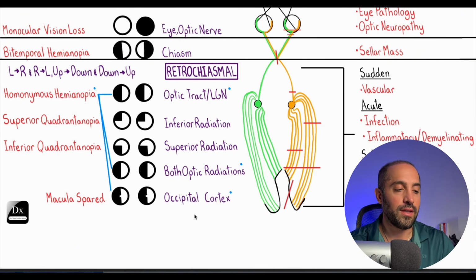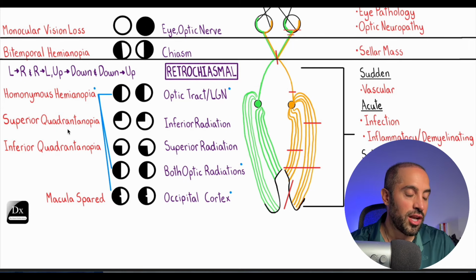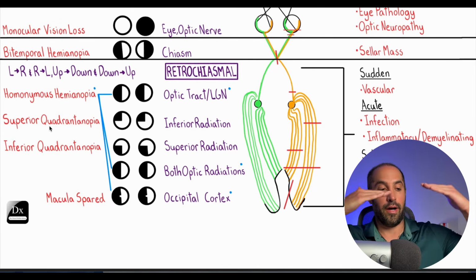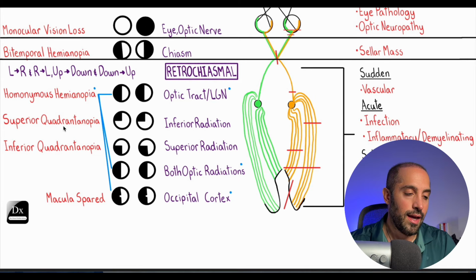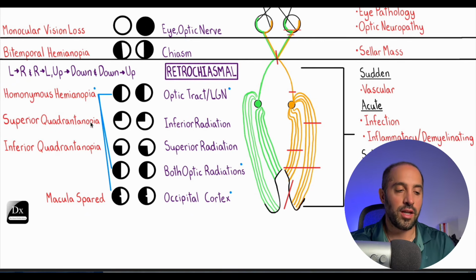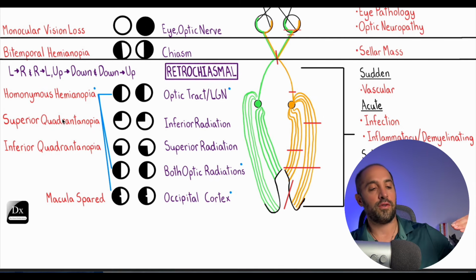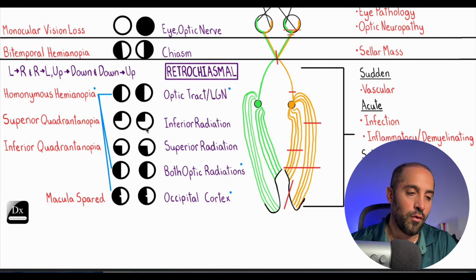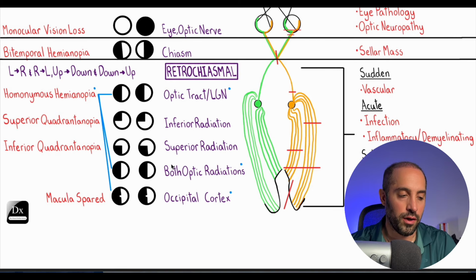But if someone is having superior quadrantanopia, hard word to pronounce, quadrant means a single quadrant without vision, and superior means the upper visual field. And it's going to be the same side. We don't end up saying homonymous superior quadrantanopia because it's going to always be the same side. Then you know if it's superior visual field defect, it has to be an issue with the inferior radiation. But if it's inferior, then it has to be an issue with the superior radiation.